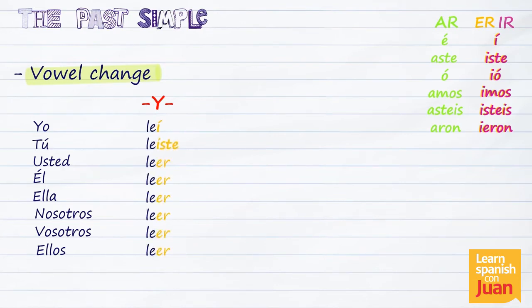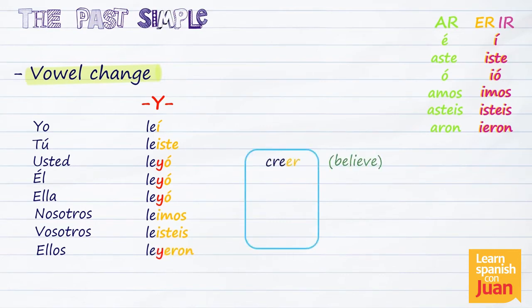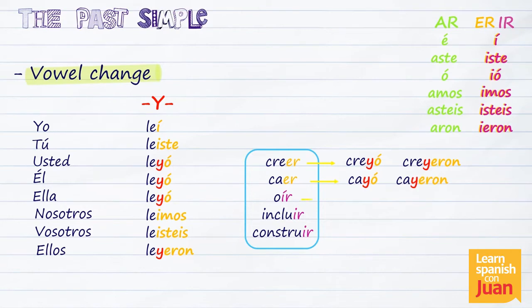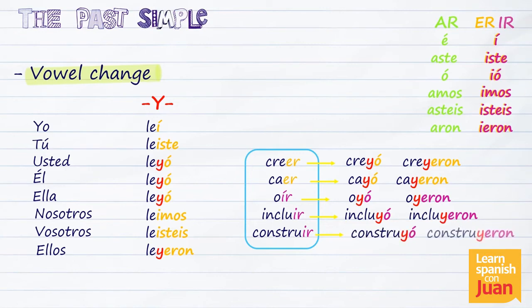And finally, we can have an i changing to y, as in the verb leer. Leí, leíste, leyó, leímos, leísteis, leyeron. This change also happens in creer, caer, oír, incluir, construir. Creyó, creyeron. Cayó, cayeron. Oyó, oyeron. Incluyó, incluyeron. Construyó, construyeron.